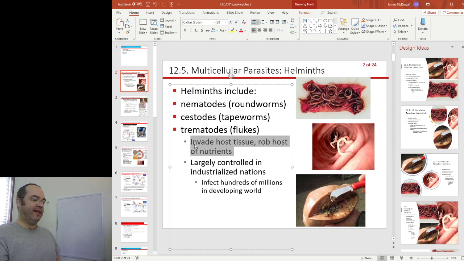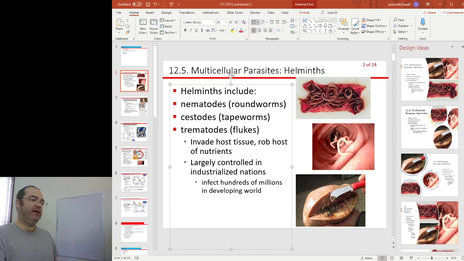At least the ones that harm us are parasites. They invade our host tissues and they rob us of nutrients. So that's what a parasite does. A parasite relationship is when two organisms live together. One is the parasite, one is the host, and the host is harmed and the parasite benefits.